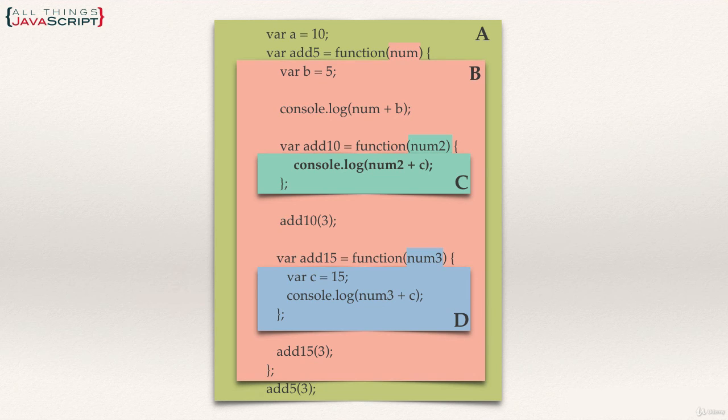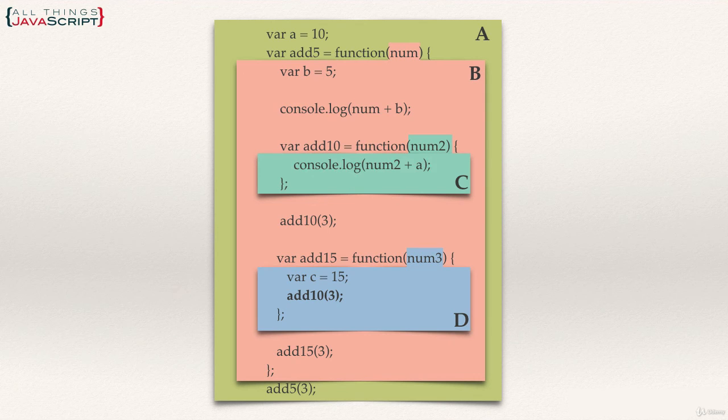All right, one more example with changed code. So that line is changed back, so the variable A is being used. But down inside of function add15, we change the console.log statement to simply call the function add10 and pass in a number of 3. Will that work?